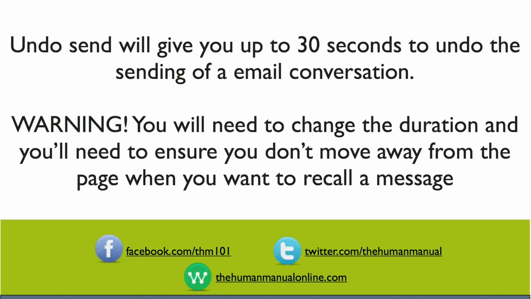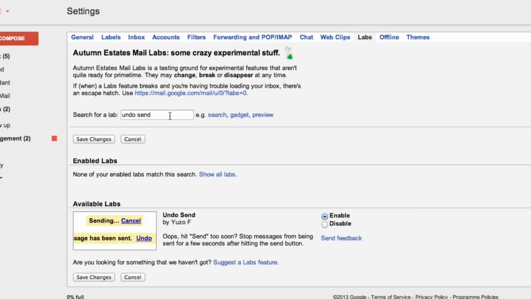Essentially what Undo Send does, and I love this lab, is it stops sending. It gives you a predetermined time to stop sending a message to someone, just in case you've noticed a spelling mistake, or you've forgotten to attach the attachment, or you forgot to add a particular person to it, and so forth. You've got a predetermined time to stop that sending. But we'll come on to that in just a second.